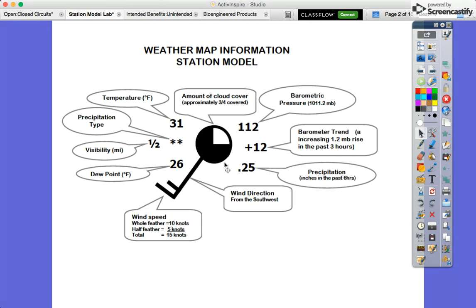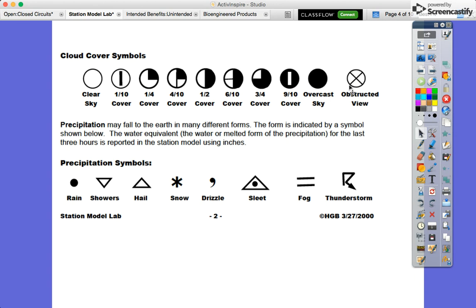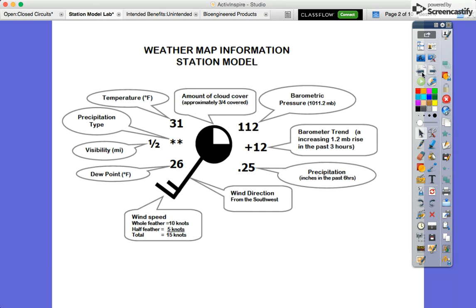The circle is always going to show you the amount of cloud cover. So you will look at the shaded part on the inside of the circle and use the key to tell you what percentage of the sky is covered in clouds. In this particular weather station model, about 3/4 is covered in clouds, so 75%.